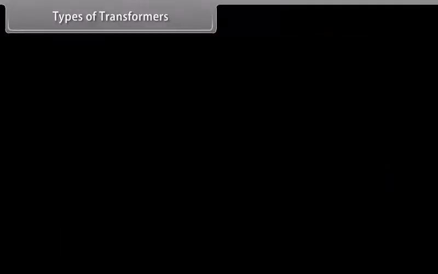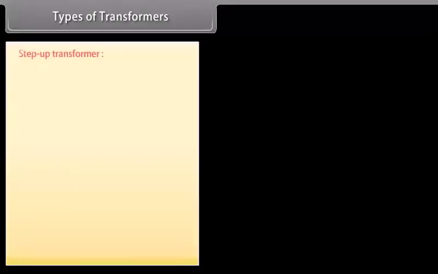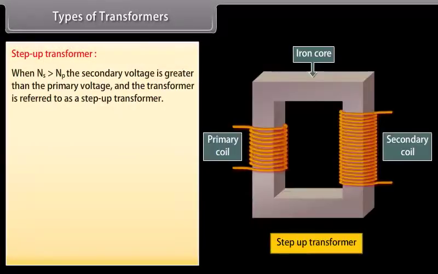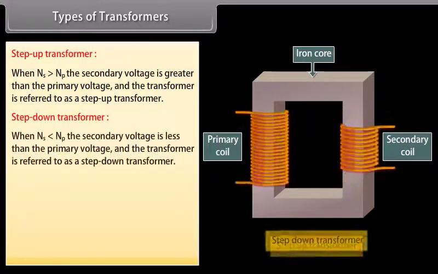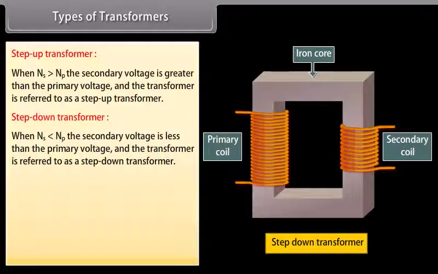Types of transformers. Transformers are of the following two types. Step-up transformer: when the secondary voltage is greater than the primary voltage, the transformer is referred to as a step-up transformer. Step-down transformer: when the secondary voltage is less than the primary voltage, the transformer is referred to as a step-down transformer.